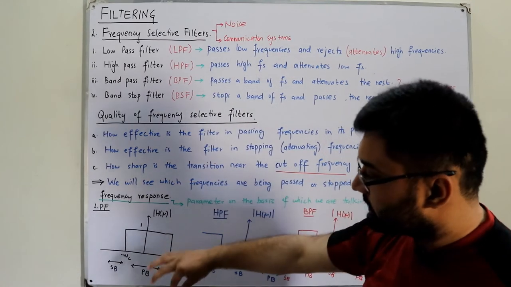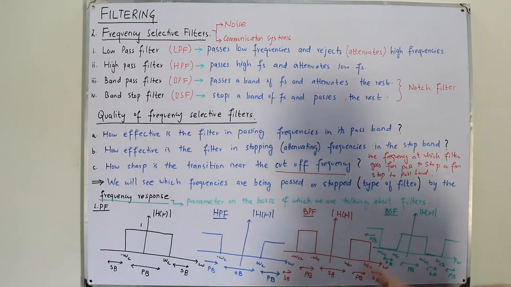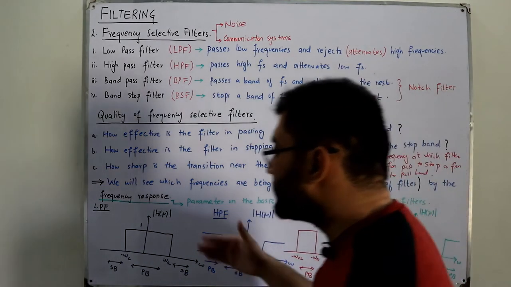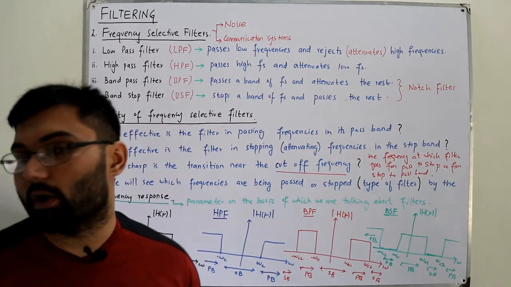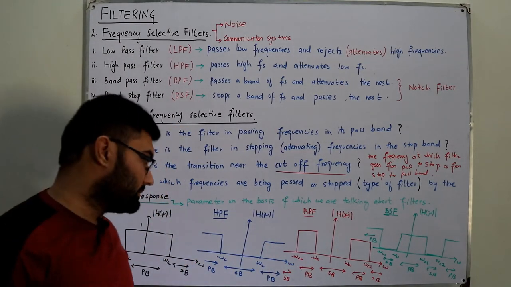So this is a sharp transition, right? Similarly over here, sharp transition. So the sharper the transition is, the greater is the filter response. And that is the meaning of this third point.